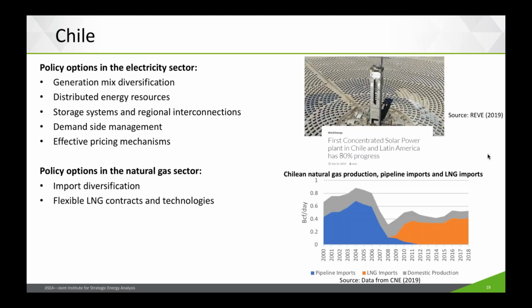Next slide. So here we show some policy options in both the electricity and natural gas sectors. And we believe that demand side management, distributed energy resources, along with storage systems will play a big role in the electricity sector in Chile. In the natural gas sector, the country has insufficient gas reserves, especially to be developed over the long term. So natural gas import diversification and flexible LNG contracts may help the country to achieve greater flexibility.